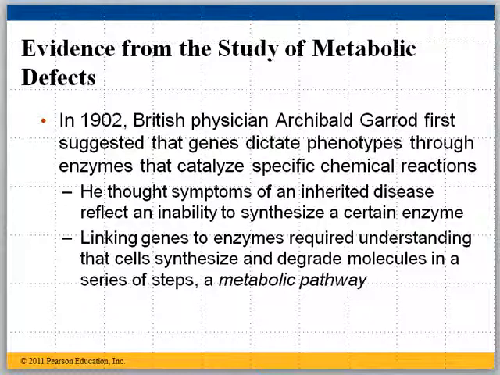So linking the genes to the creation of an enzyme required an understanding of what we call a metabolic pathway, which we've already discussed in some previous chapters. Basically, a series of steps that the cell or the body goes through to produce something, create something, or carry out a particular instruction code. So he was the first to say, I think this person has this disease because their body doesn't create a particular enzyme. And their body doesn't create that enzyme because the gene that tells the body to do that is faulty or wrong in some way.